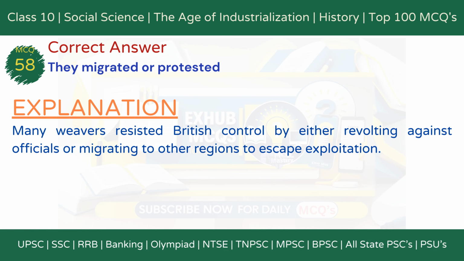The correct answer is option B. They migrated or protested. Explanation. Many weavers resisted British control by either revolting against officials or migrating to other regions to escape exploitation.